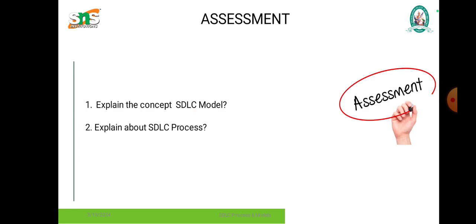Assessment for this class: there are two questions. The first one is to explain the concept of the SDLC model, and the second one is to explain the SDLC process.